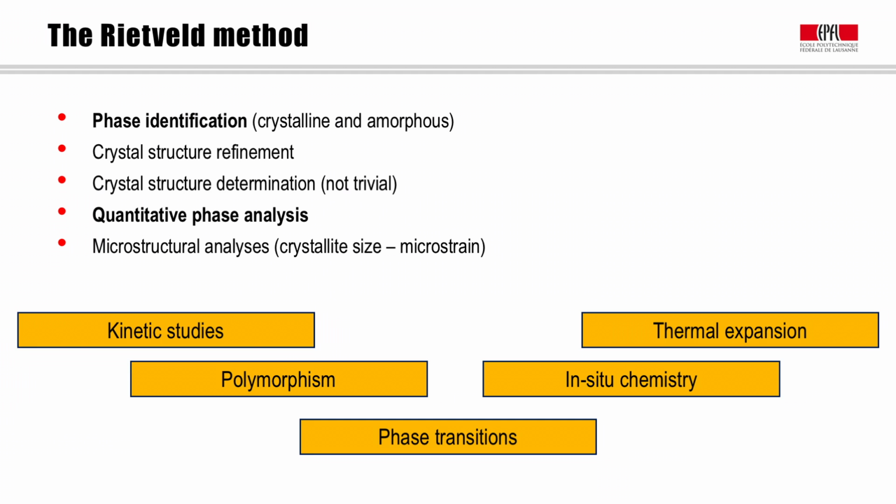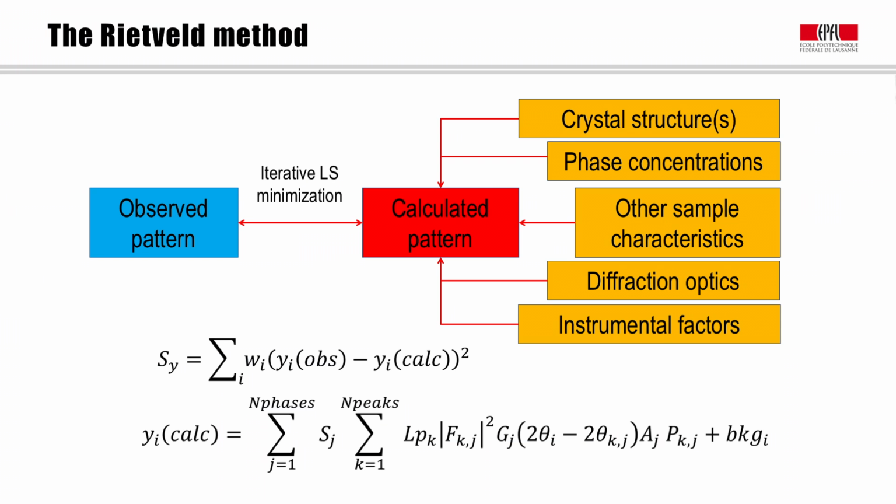Kinetic studies, for instance, of reactions occurring during cement hydration or polymorph transitions, thermal expansion behavior of ceramics, in situ chemistry, and phase transitions can be analyzed easily using the Rietveld method. To do this, the Rietveld method minimizes the difference between observed and calculated patterns at each data point i in the diffraction pattern using a least squares approach.